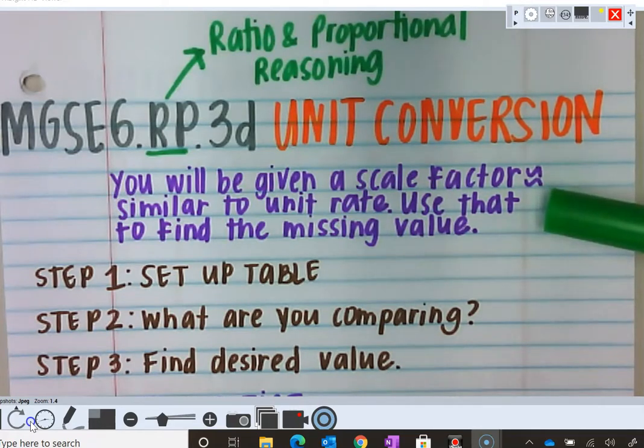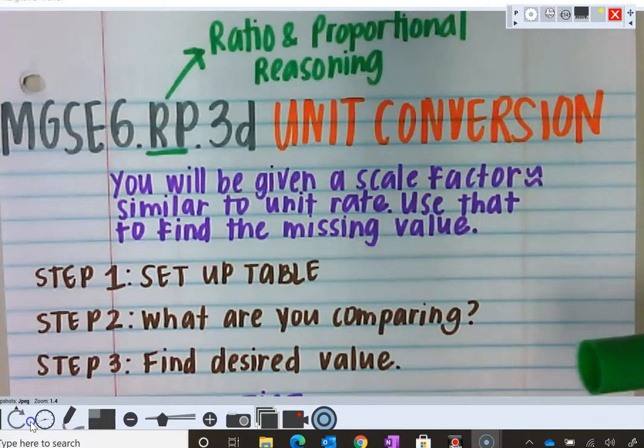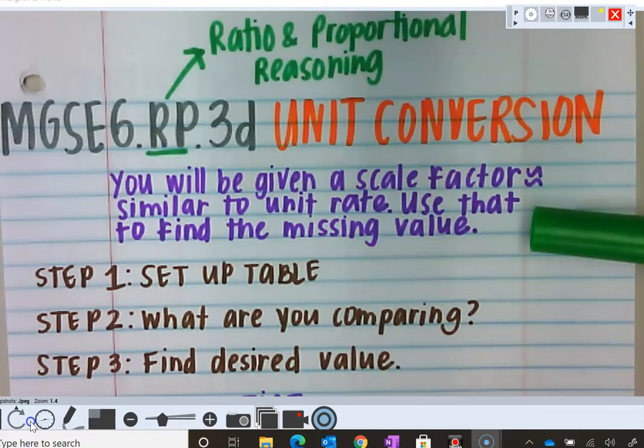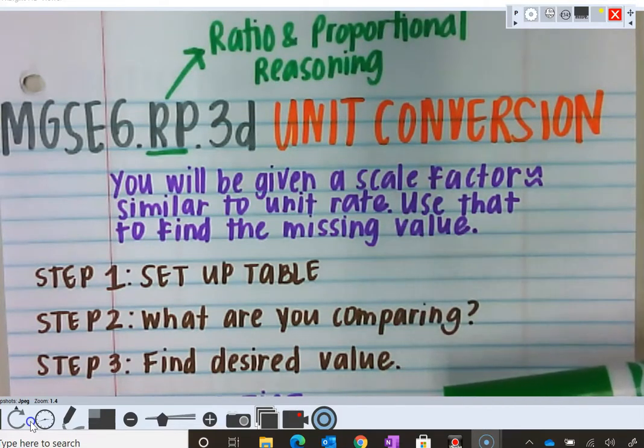So looking here, it says you will be given a scale factor similar to unit rate. So if we think about unit rate, we can think of miles per gallon, or we're having per one. And so in this case, we're going to be given a rate per one, and then we're going to use that to find the missing value. So let's take a look at these steps, and then let's practice some problems.